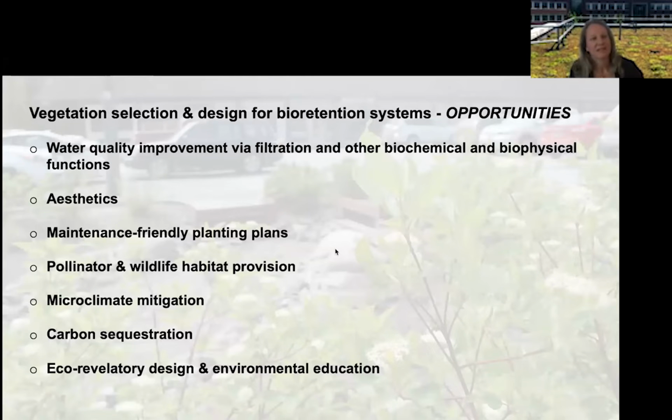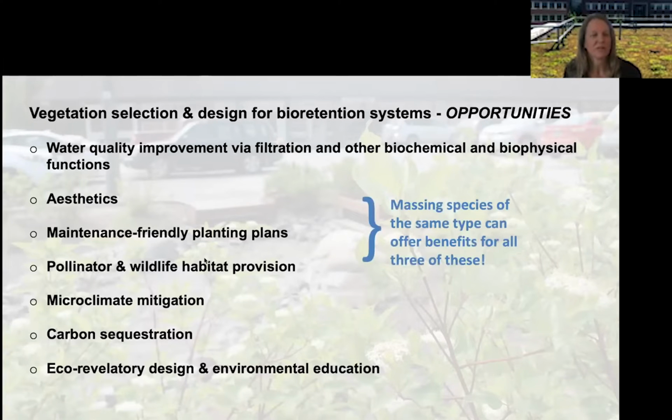So, big picture lessons about vegetation selection and design. Obviously, you have great opportunities. You have opportunities for water quality improvement via filtration and other biochemical and biophysical processes. You have an opportunity to use vegetation that increases the aesthetic value of a location. You also have an opportunity to demonstrate maintenance-friendly planting plans, which I can talk about more. And pollinator and wildlife habitat provision is also something you can provide in bioretention designs. One thing that targets all three of these is massing the same species.